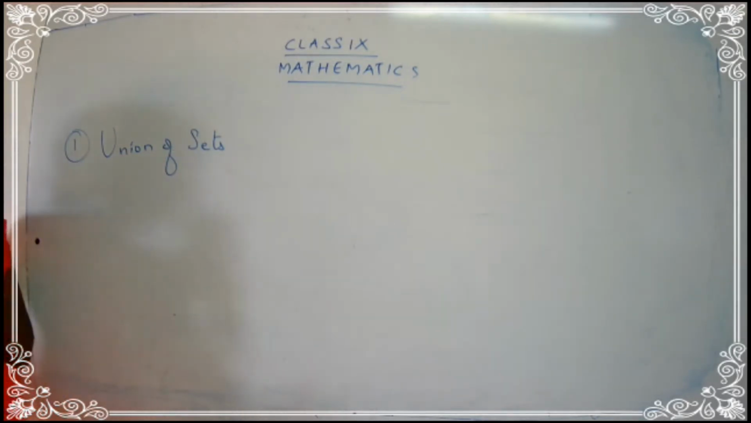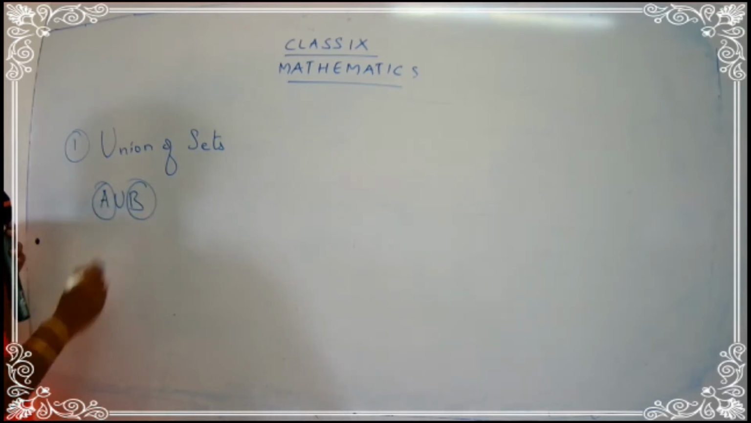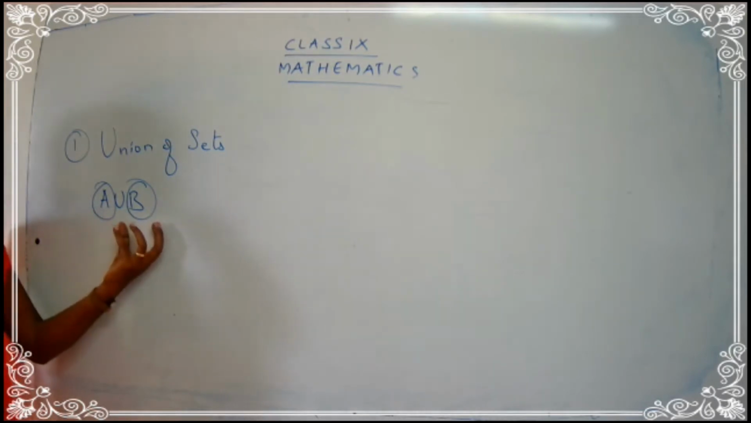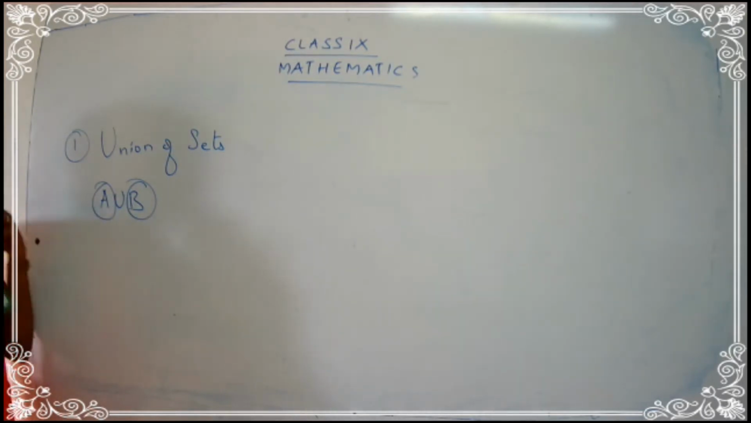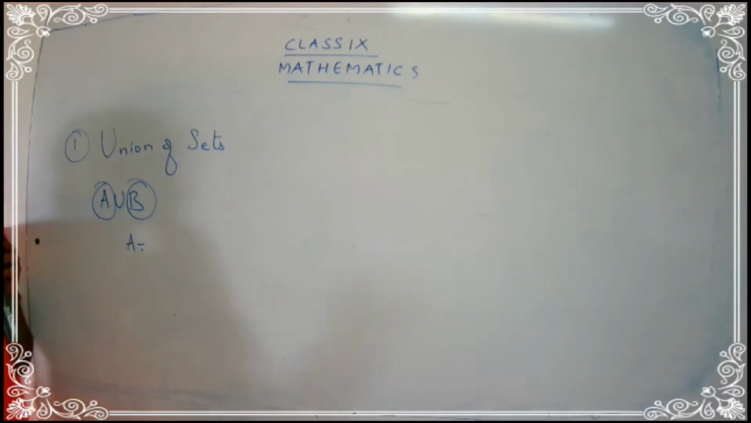What do you mean by union? You have to combine the elements of both the sets together. That is, you have to write down the members of A and members of B together. And also, what was the thing I told you? I told you, do not repeat the members.